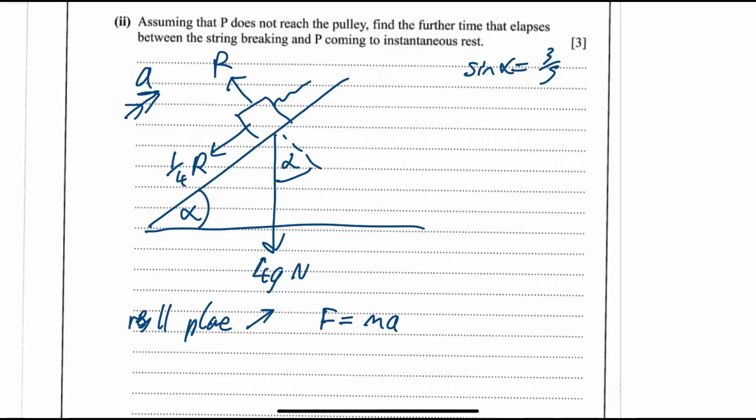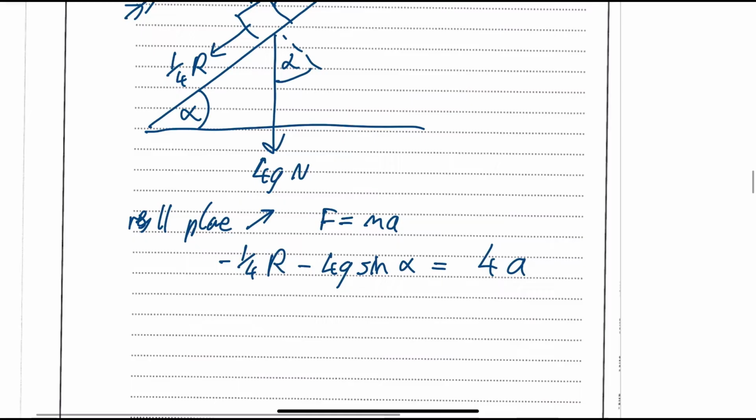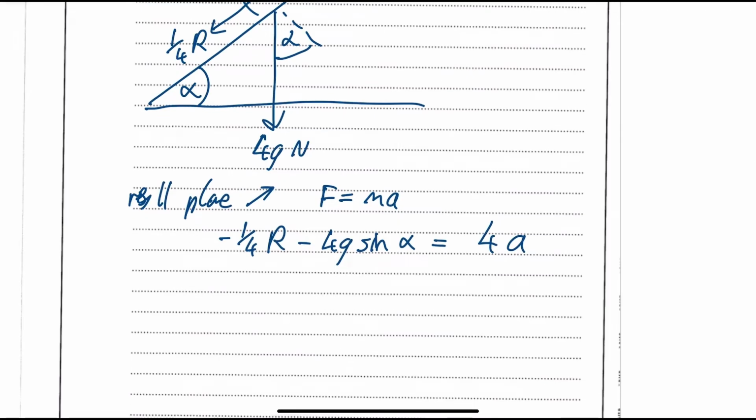And up the plane, I have got the minus 1/4 R, because that's actually going down the plane, and I've also got the 4G sine alpha, and that's equal to my mass, which is now 4, because it's just this thing, times my acceleration. So fire all of those things in, with a fair bit to do in this question. That's going to be minus 1/4. What was my R? We had R worked out from earlier on. It was 16G over 5. Perfect. Minus 4G times my sine theta, which was 3 over 5.